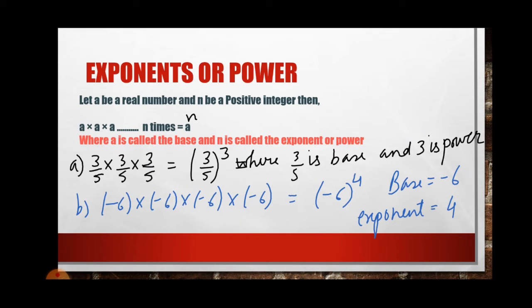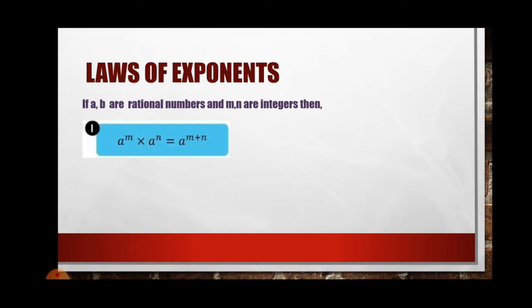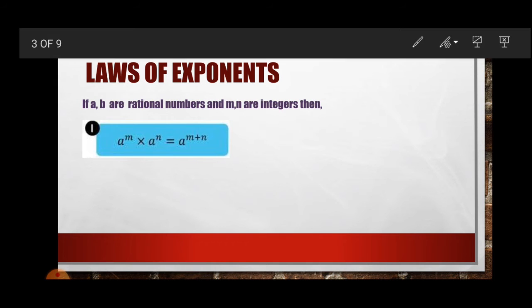Now let's discuss laws of exponents. If a and b are rational numbers and m and n are integers, then a raised to the power m into a raised to the power n is equal to a raised to the power m plus n. Let's take an example.